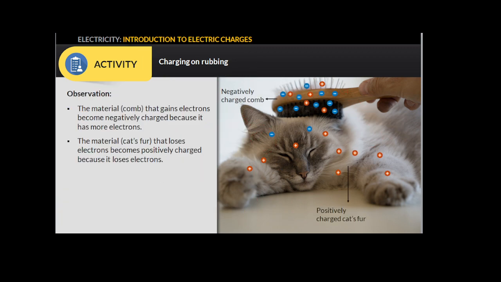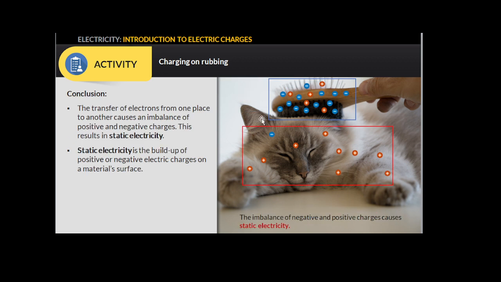So when we comb the cat's fur, what we see is that the cat fur is positively charged and the comb is negatively charged. Okay, so we can see there is an imbalance of positive and negative charge between the comb and the cat's fur. So the transfer of electrons from one place to another causes an imbalance of positive and negative charge. This results in static electricity.